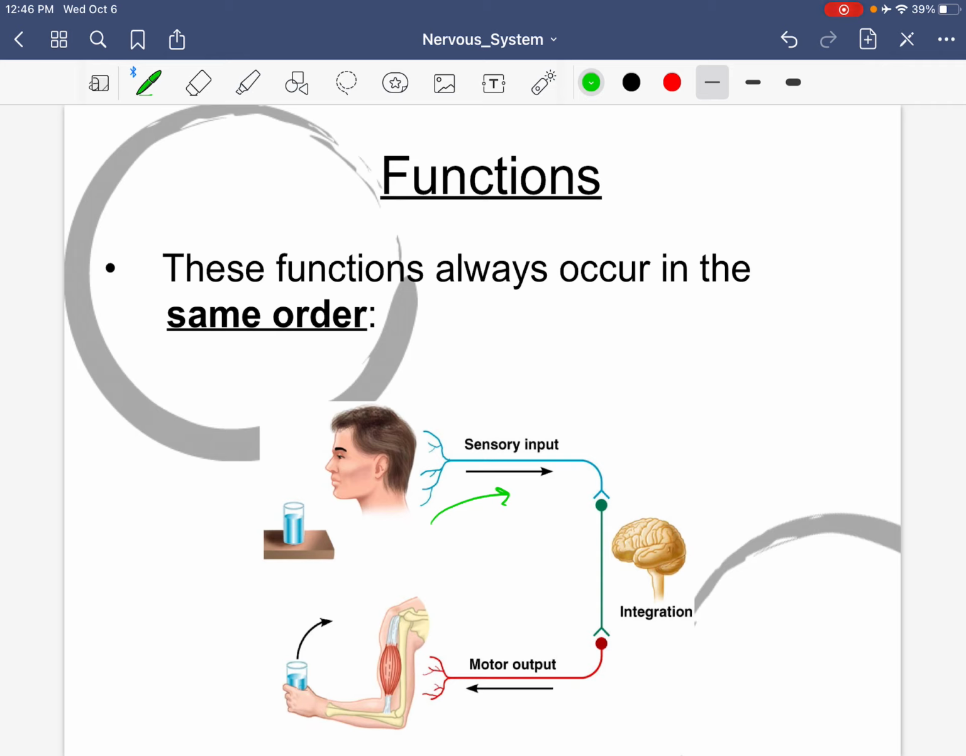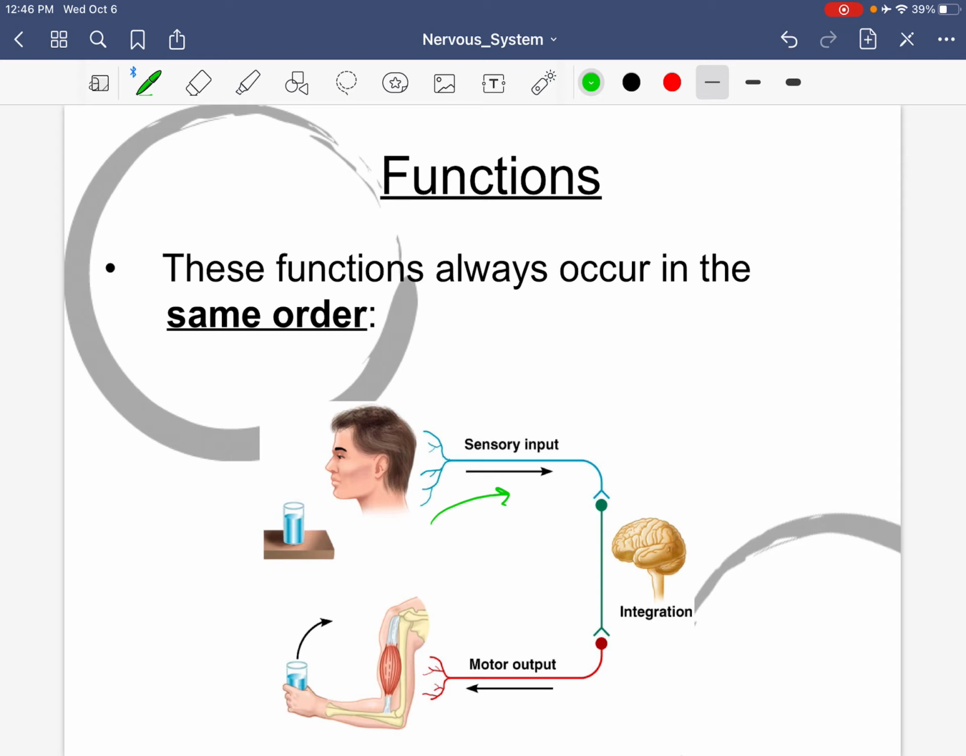This picture kind of cracks me up because, don't you think they could have picked something more interesting than, ooh, look at that glass of water? I really want some. But this could be anything. It could be that you want to pick up something from the ground, so you have to be able to see that and eventually use a muscle to pick it up.